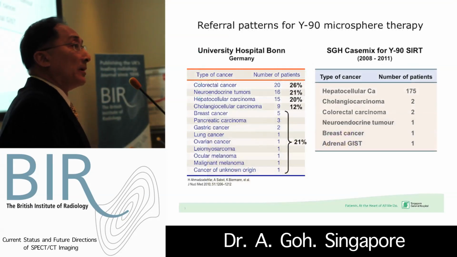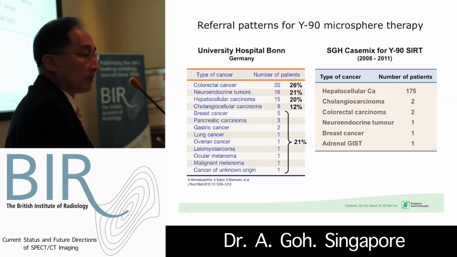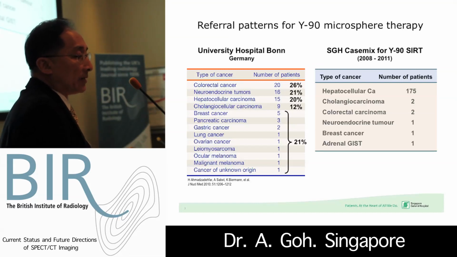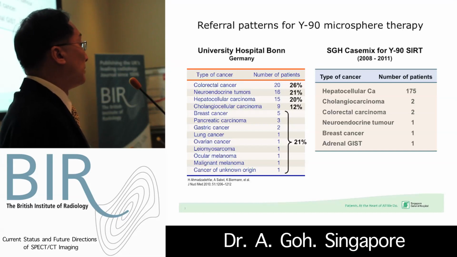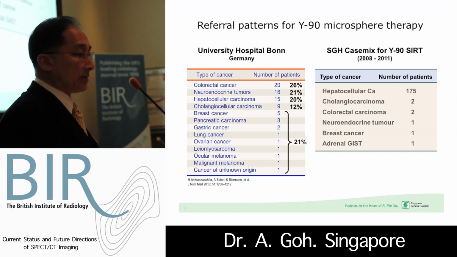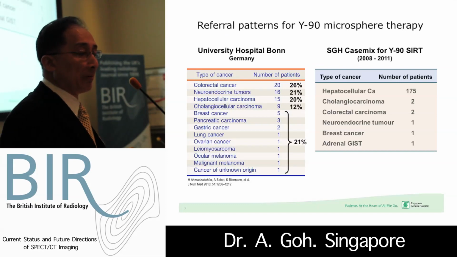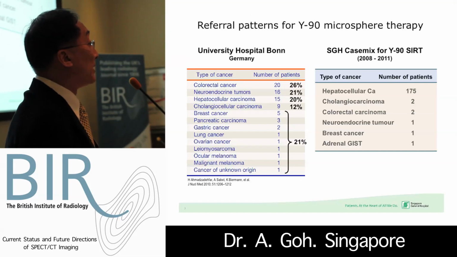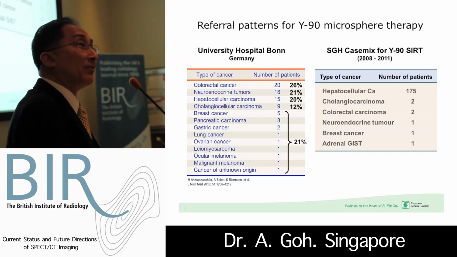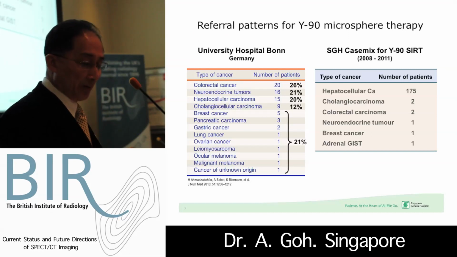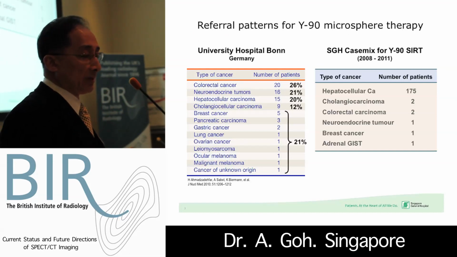Okay, just to give you a broad idea of our experience, on the left side is probably a more typical case mix or referral pattern that you have in most centers, where about 70% or 60% are metastatic cancers in the liver, whereas in stark contrast in Singapore General, liver cancer is more than 99% of our case referral. Actually, half of those 175 patients are trial patients involved in a multi-center trial. But even if you take out half of that number, we still have a tremendous bias and skew towards liver cancer.